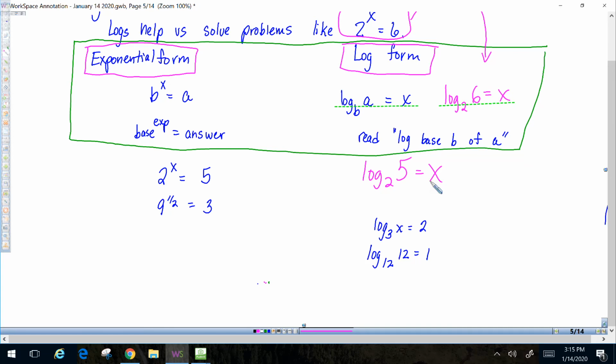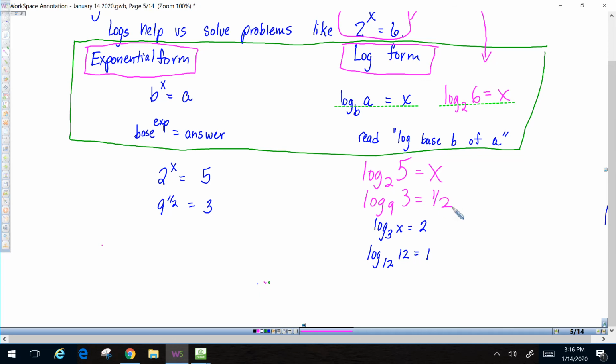All right, so this would be log. What is the base of that problem? What is the base? 9. What is the answer part of that problem? 3. And it equals the exponent. What is the exponent? 1/2. So this is log form.